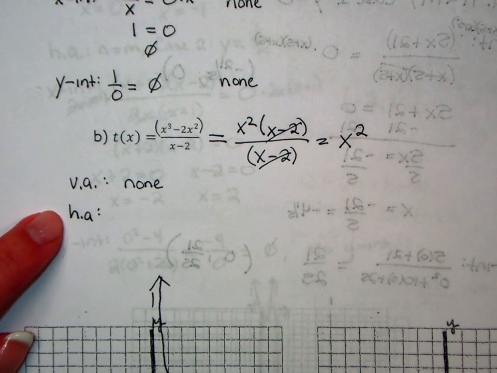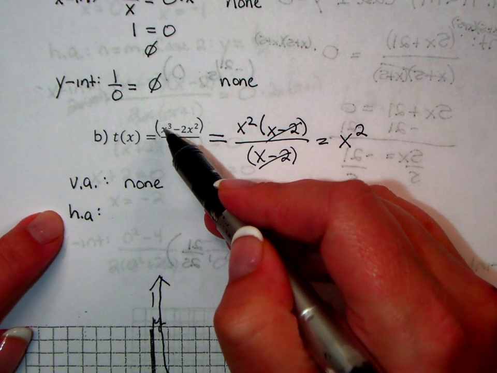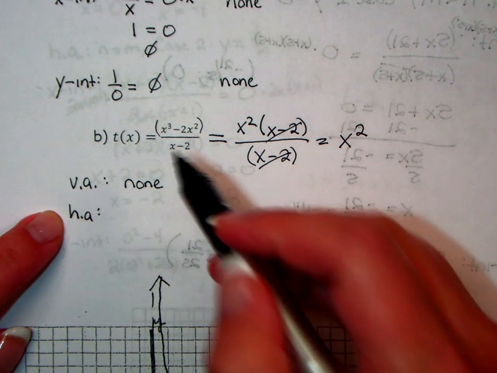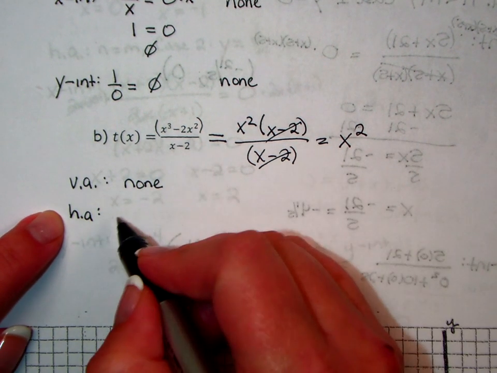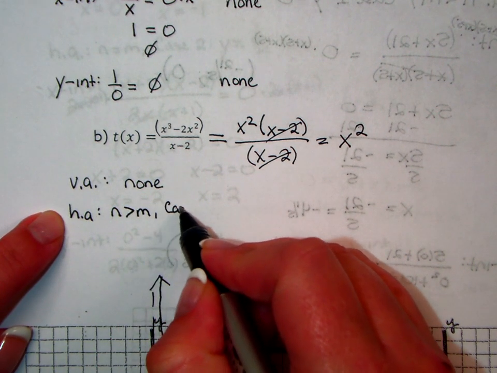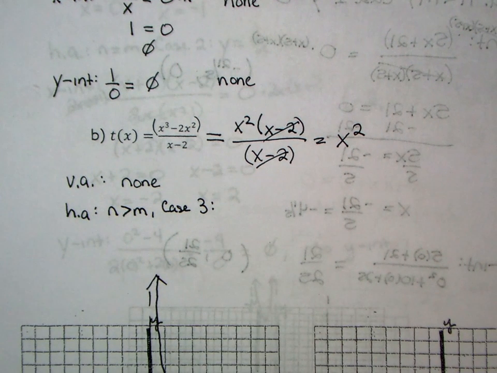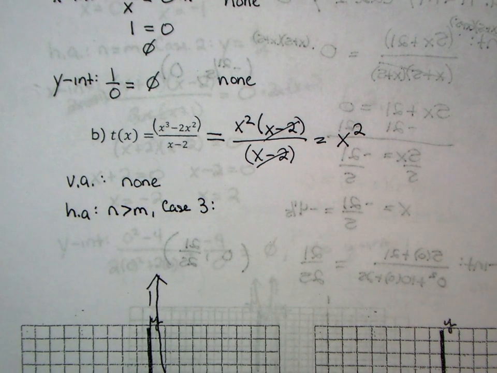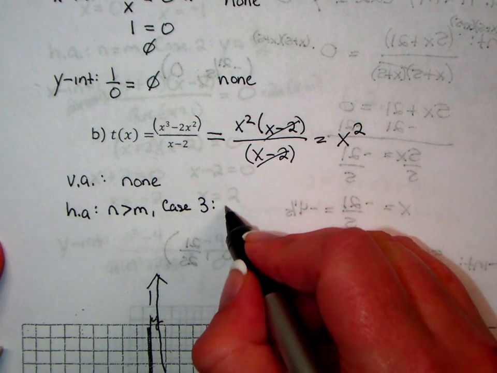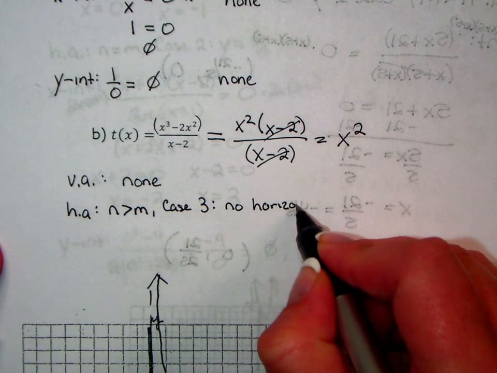Horizontal asymptote. Let's compare the degrees. What's the degree of the top? 3. What's the degree of the bottom? 1. So the degree of the top is bigger than the degree of the bottom. So this is n greater than m. This is a case 3. And on a case 3, we need to find that asymptote by doing the division. We need to find the slant asymptote. So in case 3, we're going to say no horizontal asymptote. That's the technical answer.